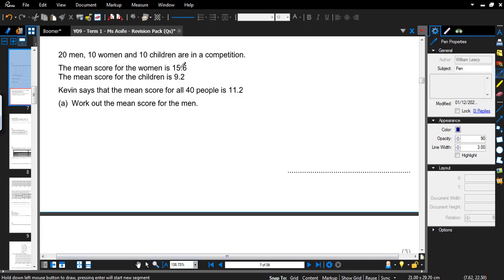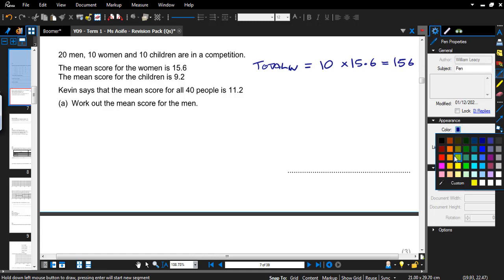The mean score for the women is 15.6, and we have 10 women. So for the total score for the women, I'm going to put a W subscript. That equals 10 women times an average of 15.6, so the total score that the women got is 156. Now let's go for the children.